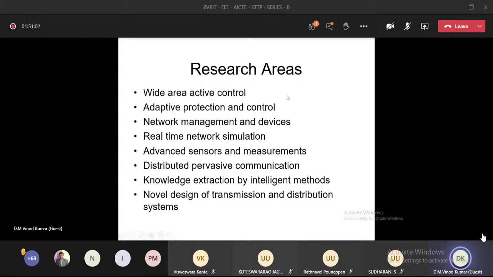The research areas in this wide area monitoring and control are wide area active control, wide area adaptive protection and control, network management and devices, real-time network simulation, advanced sensors and measurements, distributed pervasive communication, knowledge extraction by intelligent methods. Okay, we can see novel design of transmission and distribution systems. These are some of the research areas.